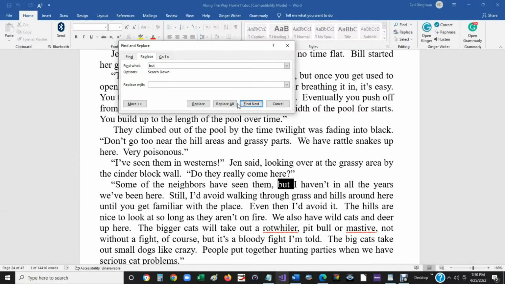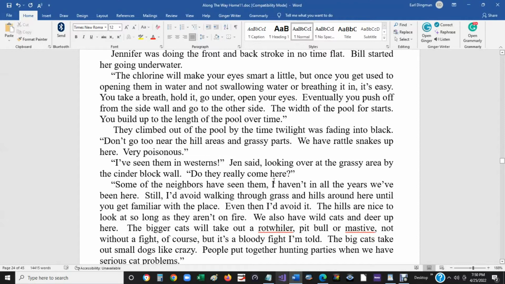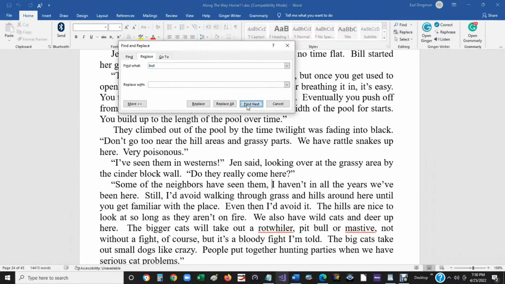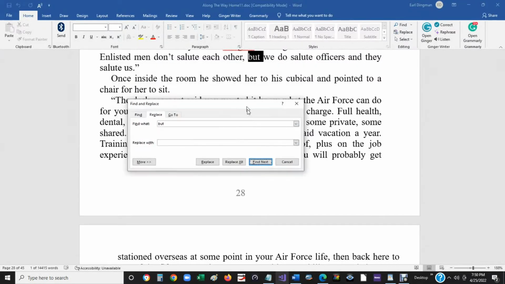Some of the neighbors have seen them. They were talking about rattlesnakes. Do they really come here? I've seen them in westerns. Do they really come here? Some of the neighbors have seen them, but I haven't in all these years. We could make that 2 sentences. Some of the neighbors have seen them, period. I haven't in all these years. We could make it a semicolon. I haven't in all the years we've been here, because you're talking about the same topic, but it's 2 different things. I'm not sure if the comma is right. When we put it through Grammarly, we'll see.